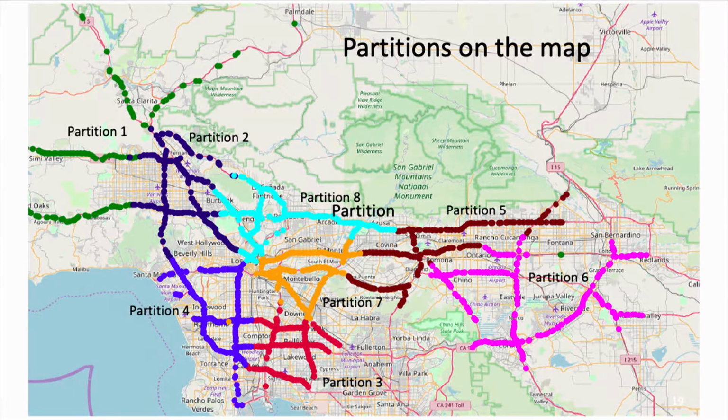So, this is one example from the whole California network, which I have shown earlier. This is a small portion of it where you can see the result of partitioning. Each of these colors represents one partition. So, using METIS, we partition the whole graph into this kind of smaller subgraphs.